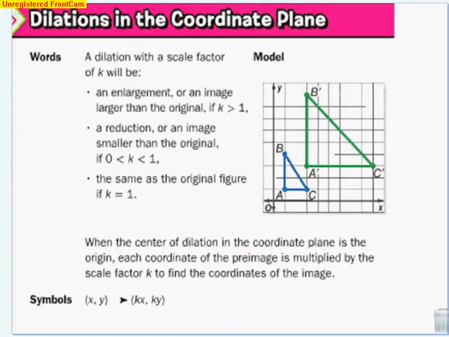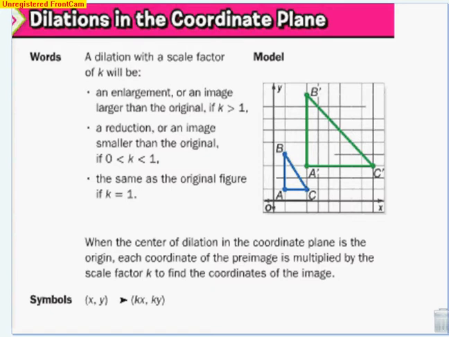Today we're going to talk about dilation in a coordinate plane. A dilation with a scale factor of k will be an enlargement, or an image larger than the original, if k is greater than 1. It could also be a reduction, or an image smaller than the original, if k is less than 1 but greater than 0. It could also be the same as the original figure if k equals 1.